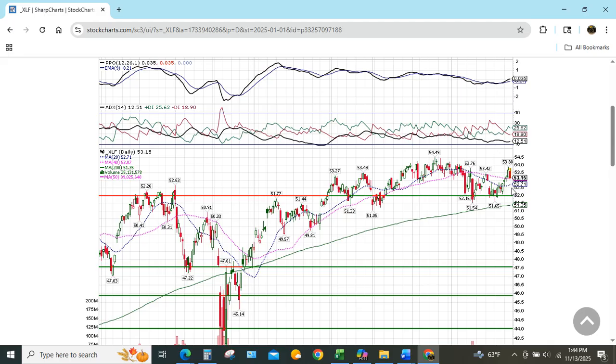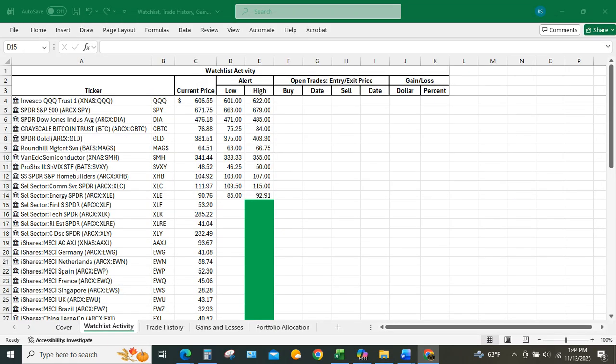So XLF is above the 20, and the high is going to be around, if it can get there, 54.50, just under 54. I'll do 54.49. And then the low, I mean, this is a pretty solid looking level of support, so I'm going to be around the 52. So let's do 52 and then 54.49.